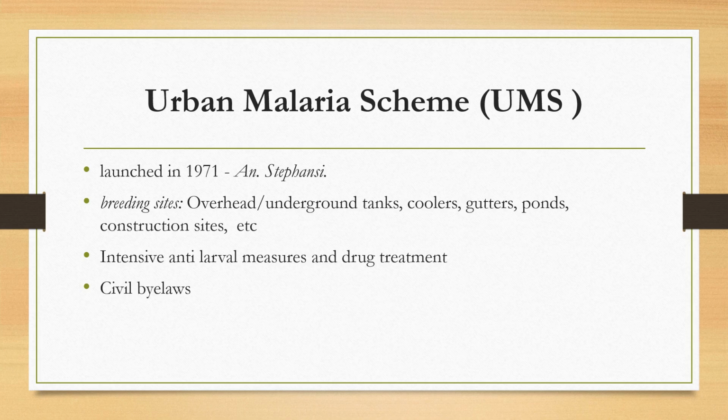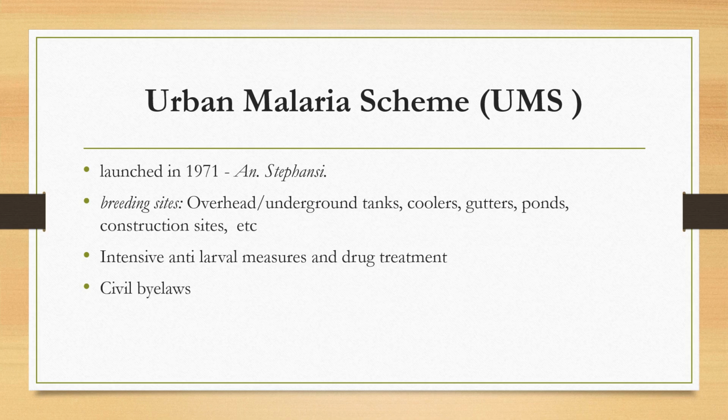Like in urban areas, we have overhead tanks, underground tanks, coolers, gutters, ponds. There are a lot of constructions happening in the periphery of the city. So there are so many construction sites, and we know wherever there are construction sites, there are waterlogged areas, and all such sites are potential breeding grounds for malaria vectors.